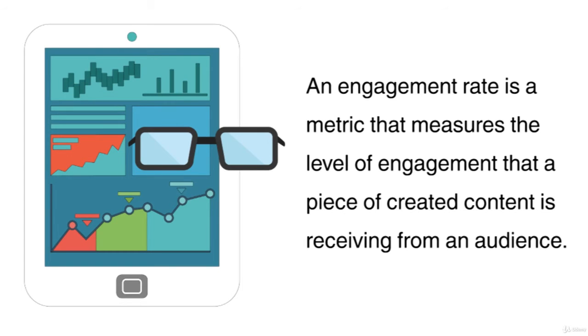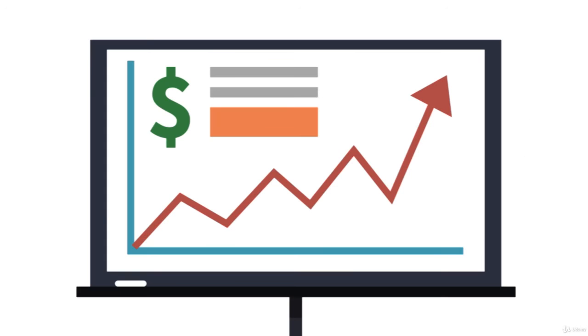An engagement rate is a metric that measures the level of engagement that a piece of created content is receiving from an audience. It shows how much people interact with the content. Factors that influence engagement include users' comments, shares, likes, and more.